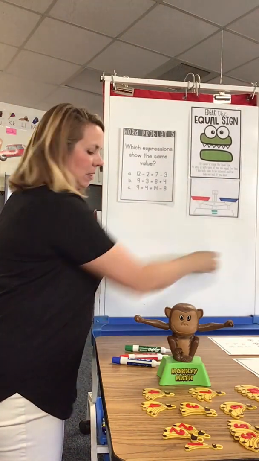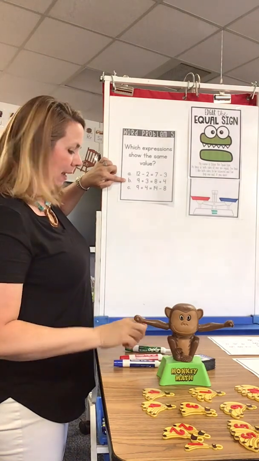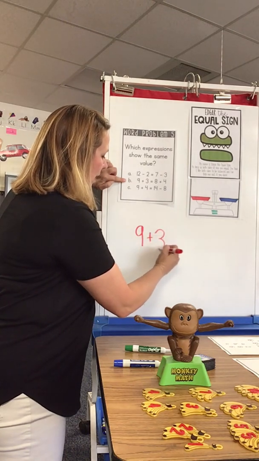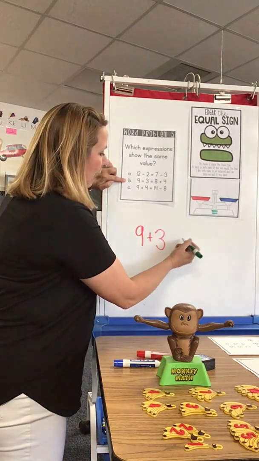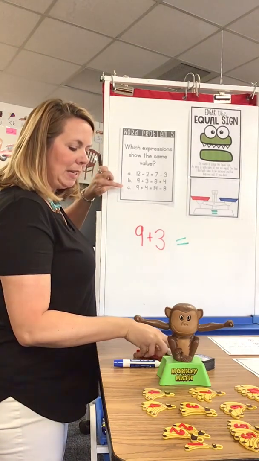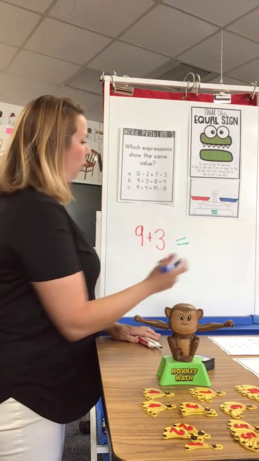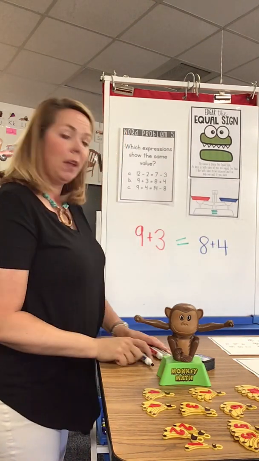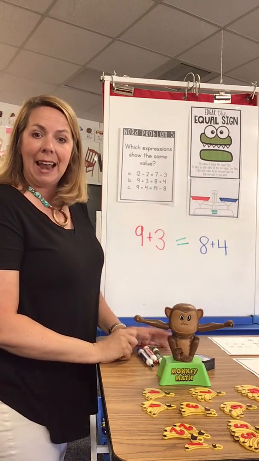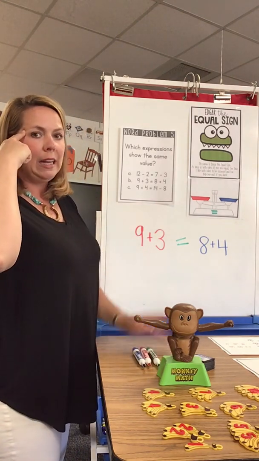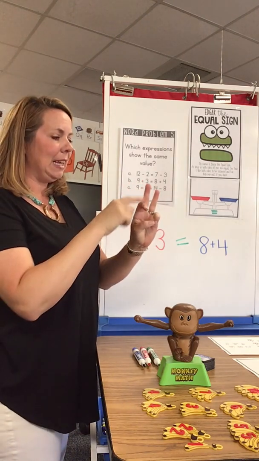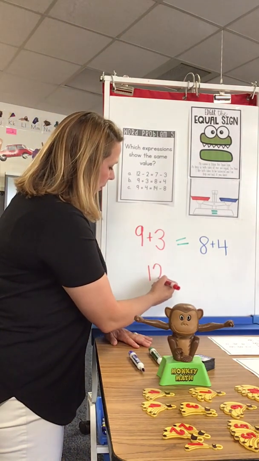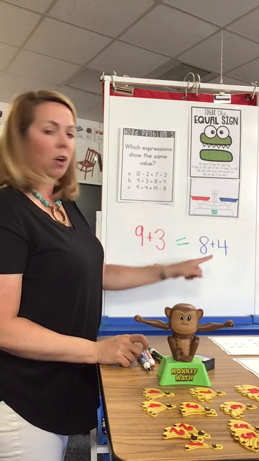Let's try something else. Option B, 9 plus 3 is the same as, that's what my equal sign means, 8 plus 4. All right, let's find the value of the first side. 9 plus 3. 9 plus 3 more. 9, 10, 11, 12. 9 plus 3 has a value of 12.